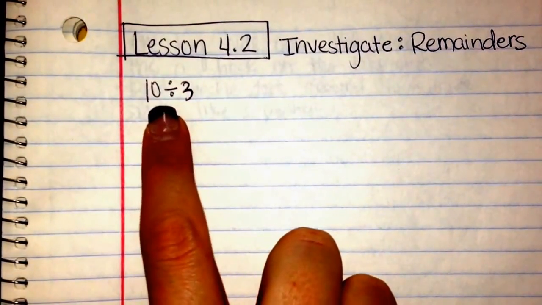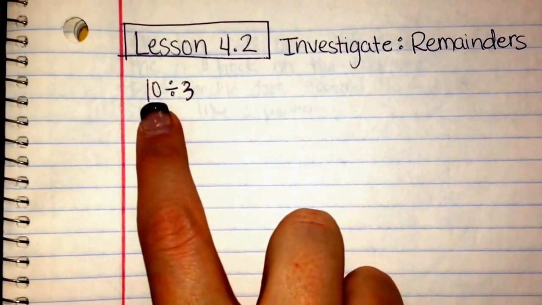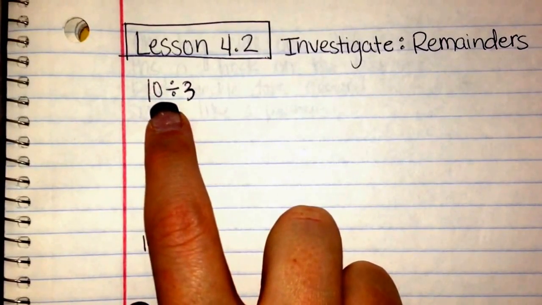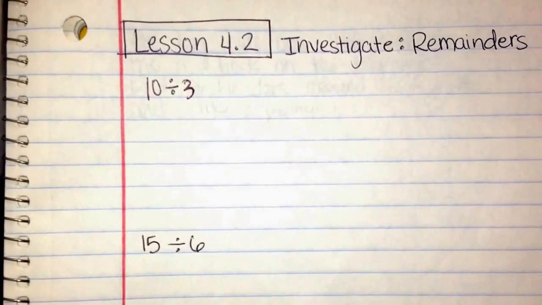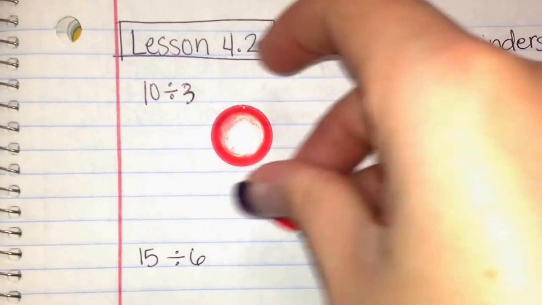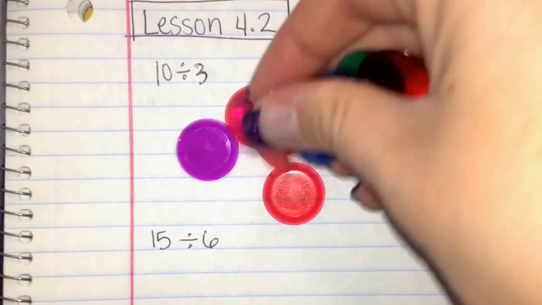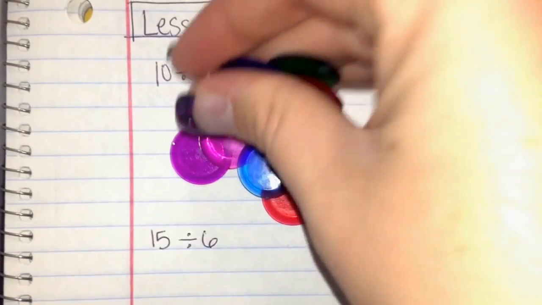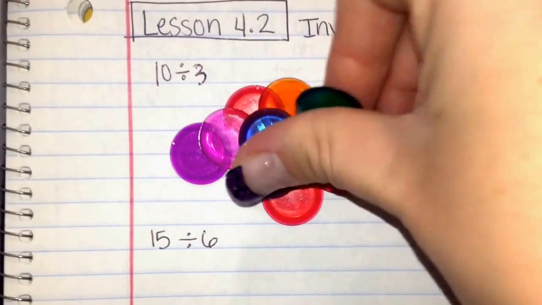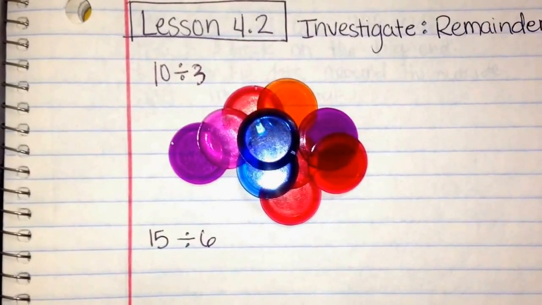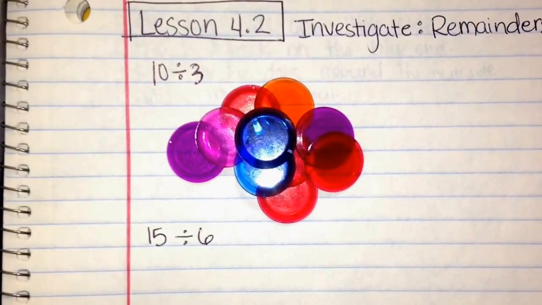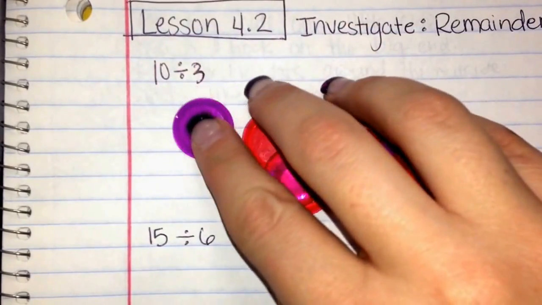So for a problem like 10 divided by 3, this means I have 10 units, and I'm going to divide them into 3 groups. So I'm going to start with 10 counters. 1, 2, 3, 4, 5, 6, 7, 8, 9, 10. Now there's two different ways you can do this. You can either divide it into 3 groups or you can divide it into groups of 3. I'm going to divide it into 3 groups just because that seems easier to me.